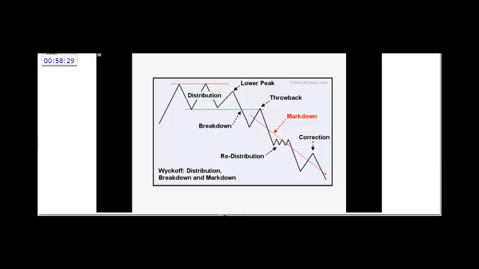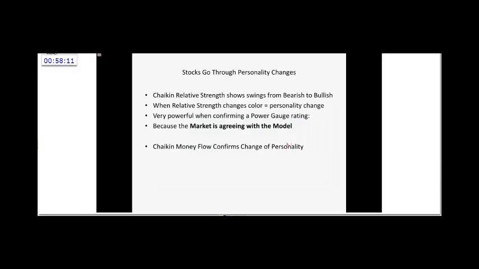Really important. The reason I think this is important is that something that was developed 90 years ago is still working today, and the Chaikin power gauge rating and the relative strength in our signals help pinpoint these particular action inflection points that Wyckoff identified. So I said that we were going to share an important secret with you.